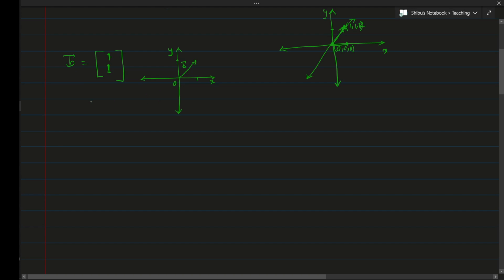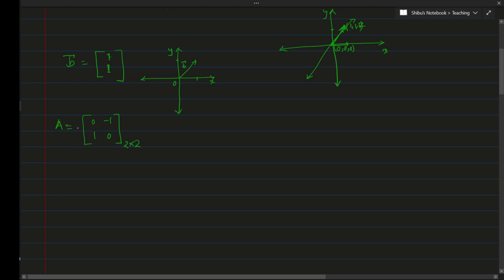Now, how are these square matrices represented in linear algebra? What does a square matrix mean? How can we interpret them in terms of this kind of graphs? So let's say we have a matrix A equal to 0 1 and -1 0. Okay, so this is our matrix. Suppose it is a 2 cross 2 matrix.